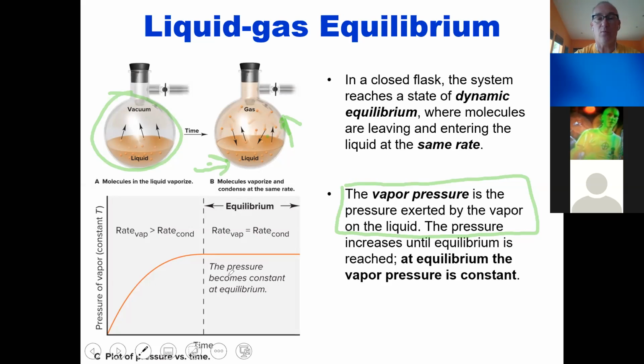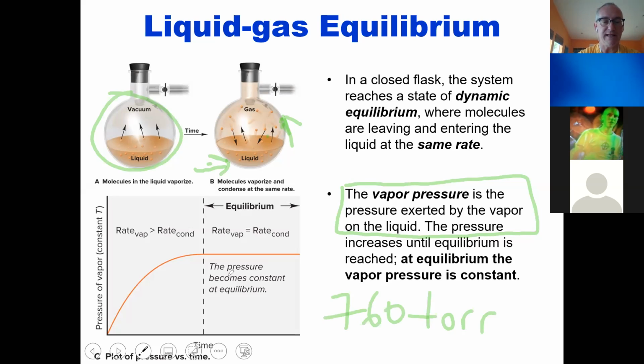So the boiling point of water, at sea level anyway, is the point where the vapor pressure reaches 760 torr, or 1 atmosphere. So when the vapor pressure of water is at 1 atmosphere, it boils. And so that is the 100 degrees.